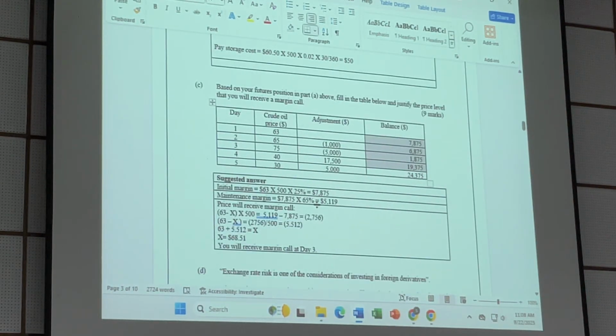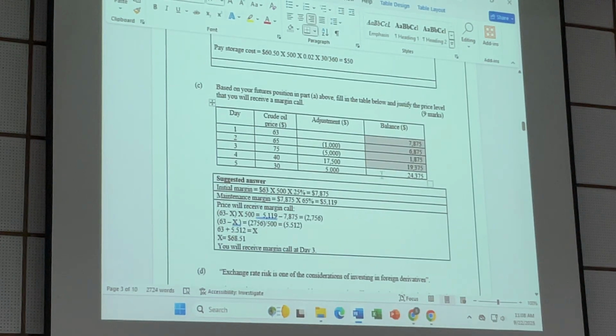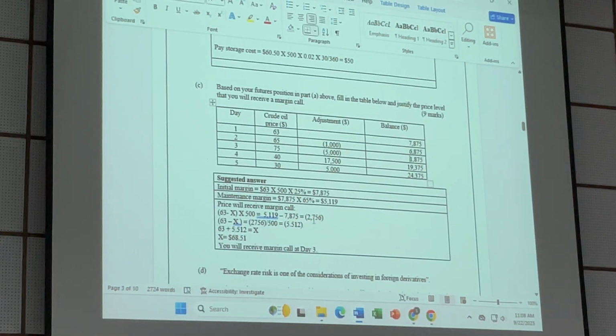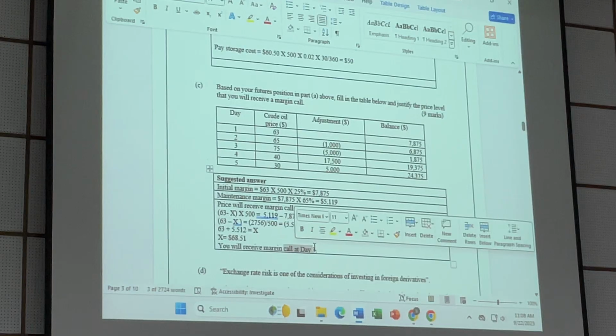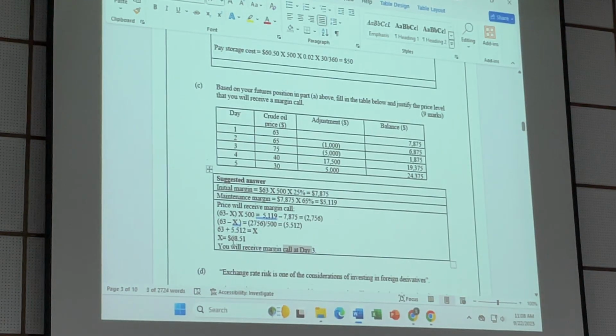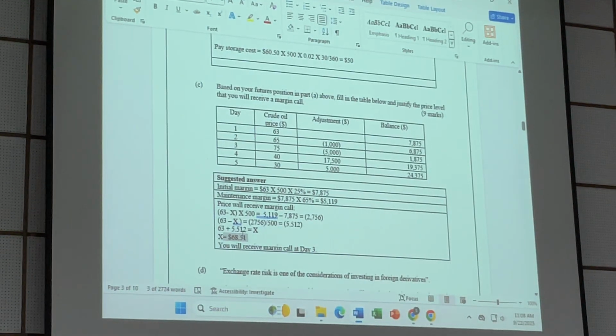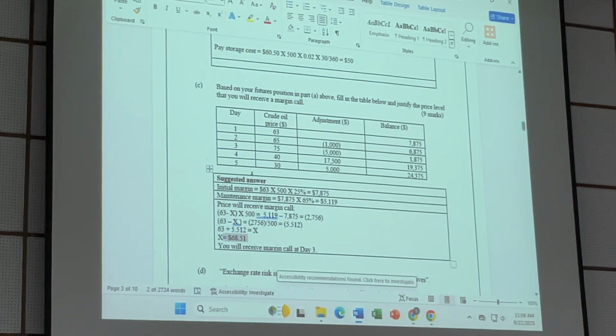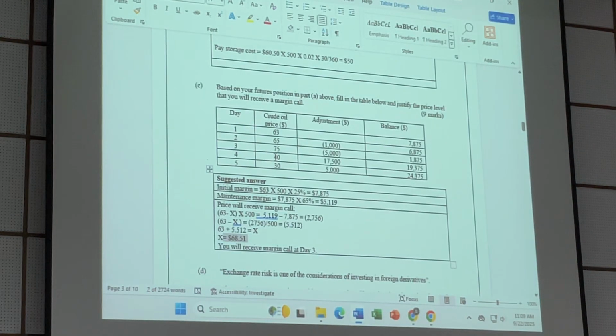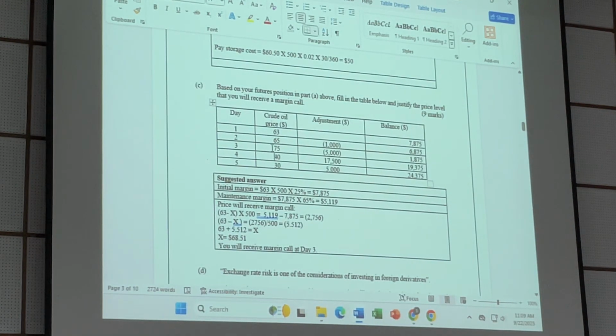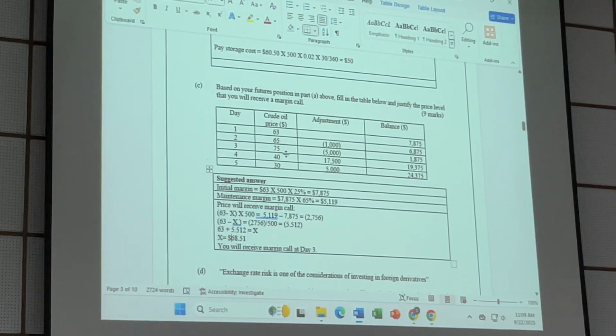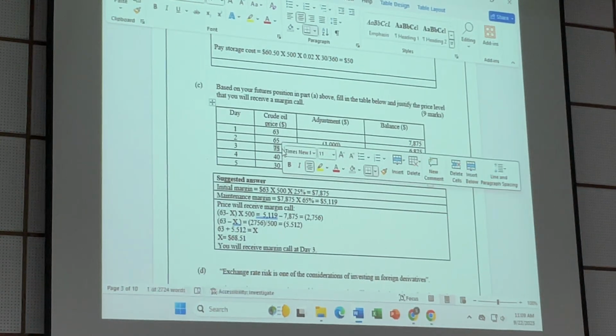Okay, so do you receive a margin call or not? Well, here I think on day 3 you receive a margin call. Okay, day 3 you receive a margin call. Any price level above 68.51, then you receive a margin call. Sorry, above 68.5. So this one we receive a margin call.